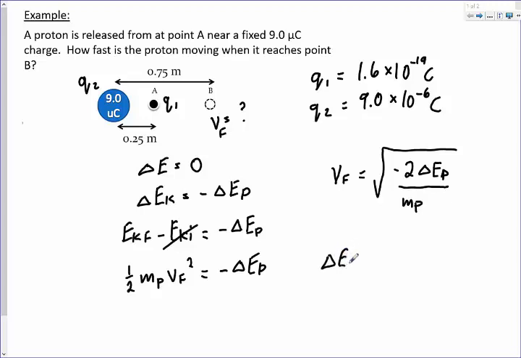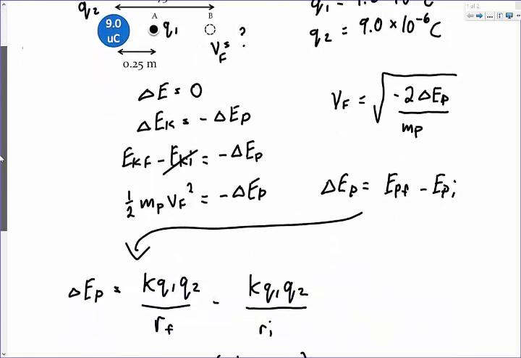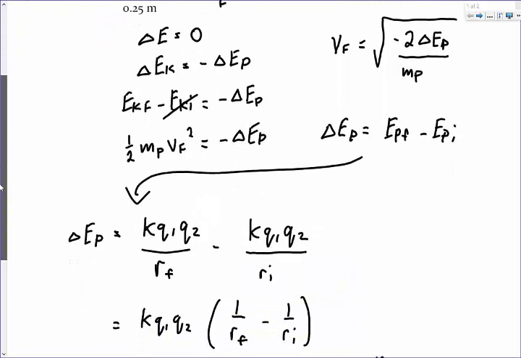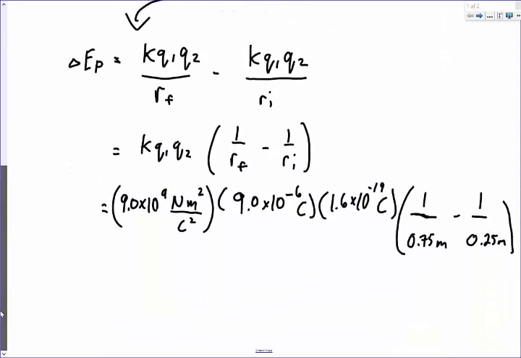So delta EP is going to be the electric potential final minus the electric potential initial. We have two radial distances, and if we plug in our equations for EP final and EP initial, the final and the initial just become the radial distances. If we notice that it is originally 0.25 meters away and it ends up at 0.75 meters away, just do some factoring, take out the k Q1 Q2, and plug in all the numbers. And in the end, we get a value for delta EP. Now it's going to come out negative, and we get negative 3.46 times 10 to the negative 14 joules.